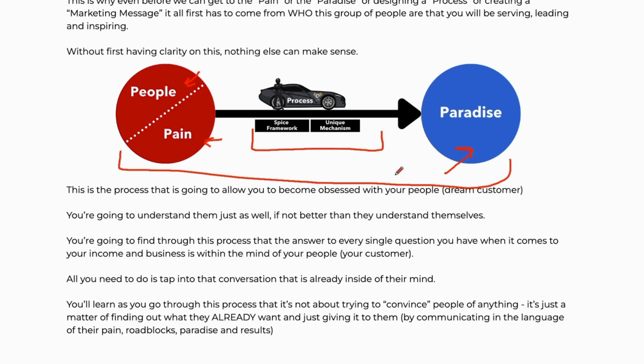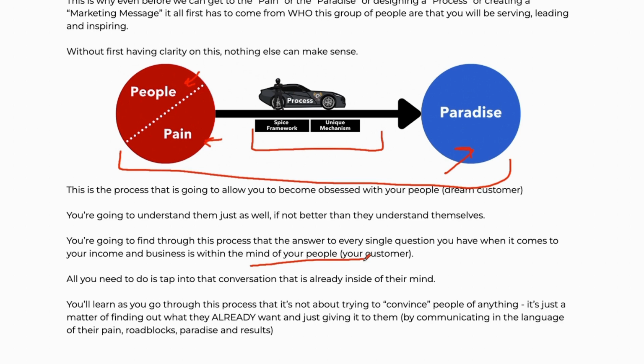You're going to find that through this entire process, every single question that you have when it comes to your income, when it comes to your business, when it comes to you trying to solve problems within your business is going to come from within the minds of your people and your customers. All you need to do is tap into that conversation, whether that be from a marketing perspective, a sales perspective, a product perspective. The answer is not in your mind. The answer is in the market and is in the minds of your potential prospects and your customers, okay?